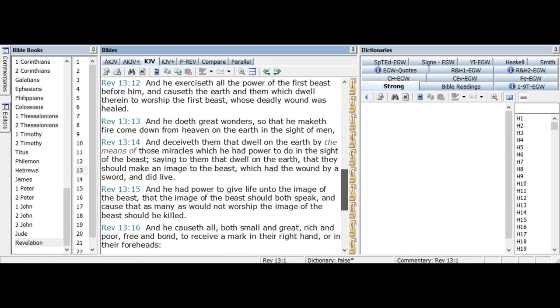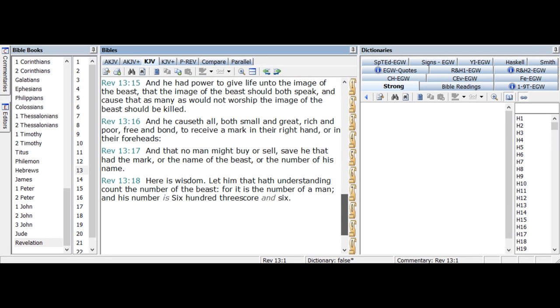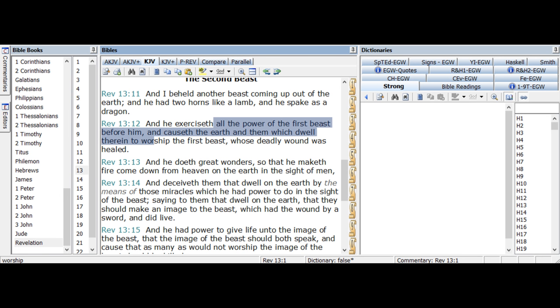In Revelation 13, about the second beast, here's what it says. He exerciseth all the power of the first beast before him, and causeth the earth and them which dwell therein to worship the first beast whose deadly wound was healed. And he doeth great wonders, so that he maketh fire come down from heaven on the earth in the sight of men, and deceiveth them that dwell on the earth by the means of those miracles which he had power to do in the sight of the beast. So then the false prophet and this second beast are the same entity. So then we now know that the false prophet is none other than the United States of America.